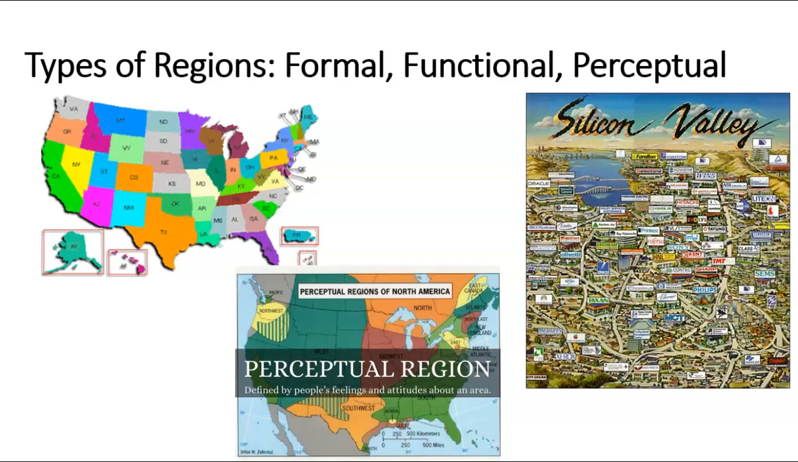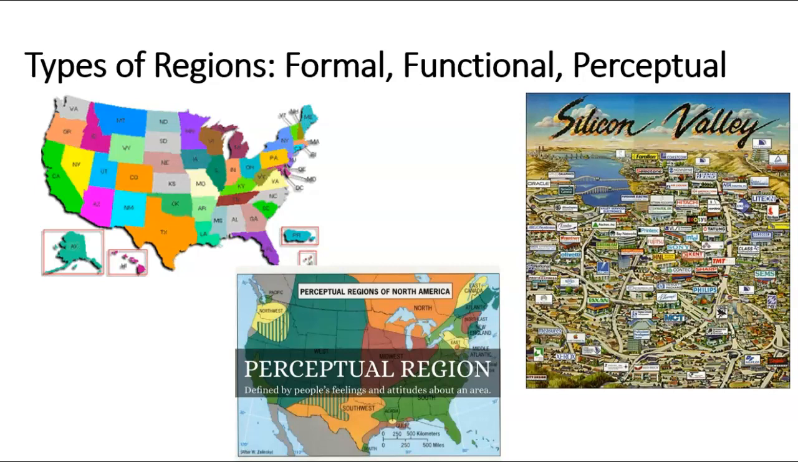Next, we have a functional region, and typically there is a node that dictates what that function may be. And then the further out you go from the node and the further out you are, the less influential or impactful that functionality will be. So some examples of this would include Silicon Valley, Wall Street. Then we can look at the perceptual regions.